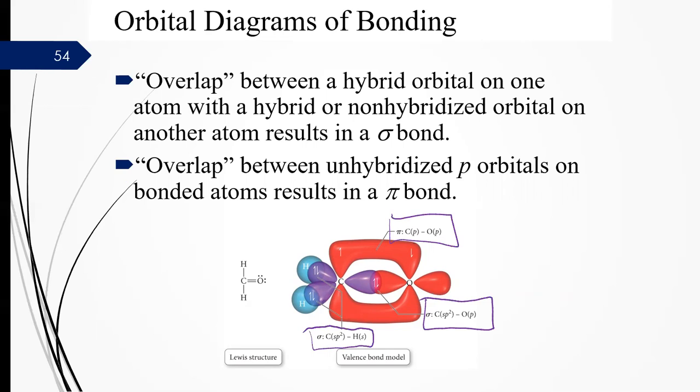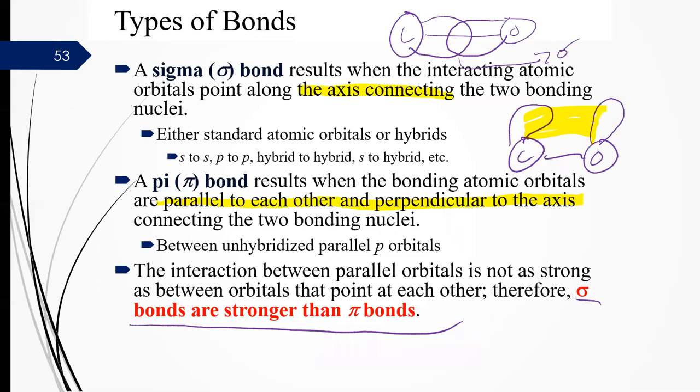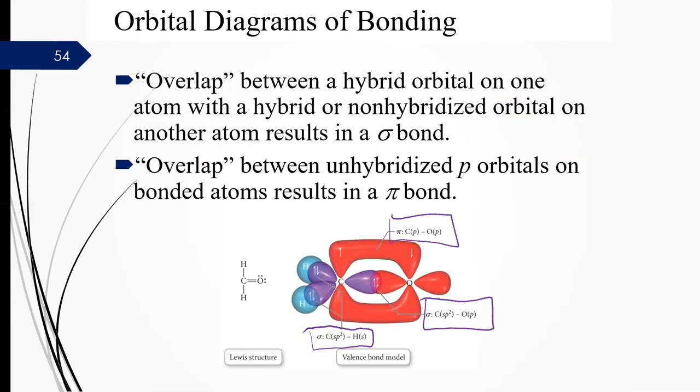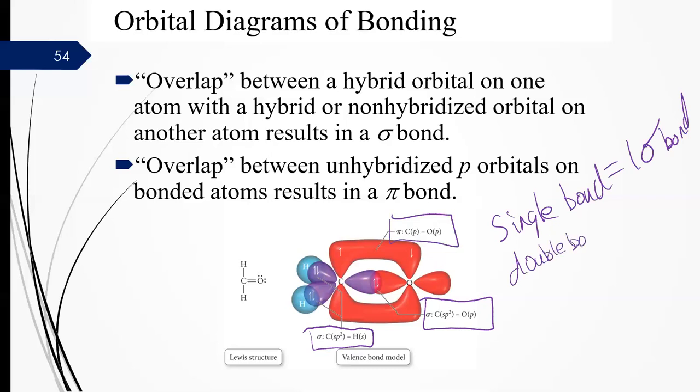So a single bond is always one sigma bond. It's the stronger bond, so it will form first. A double bond will always be one sigma and one pi bond. And the triple bond is going to be one sigma and 2 pi bonds.